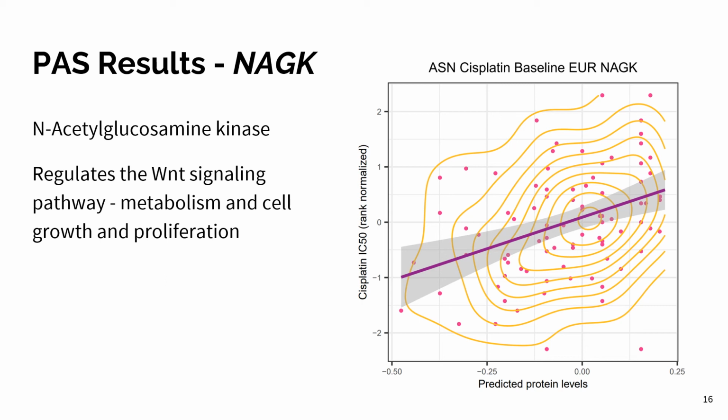And so this protein is known to regulate the Wnt signaling pathway, which is a pathway that's known to be associated with cancer as it controls metabolism, cell growth, and cell proliferation. And so it can make sense that as you'd have increased protein levels for this protein, if it's upregulating this pathway and it's promoting cell growth and proliferation, it would make sense that you'd need a higher concentration of your chemotherapeutic drug to result in cellular sensitivity and cytotoxicity.